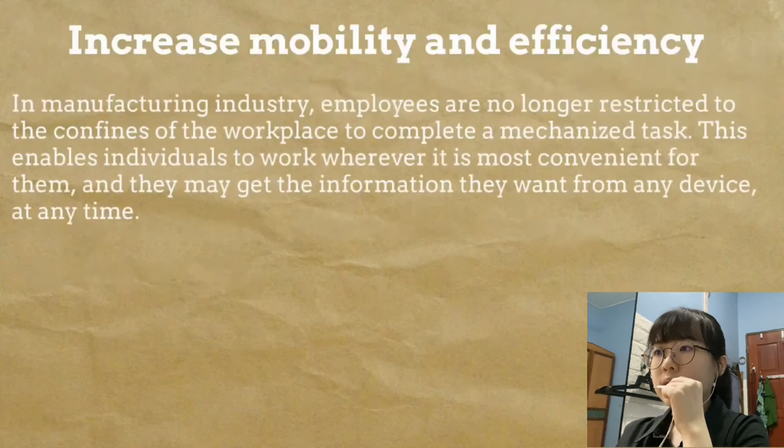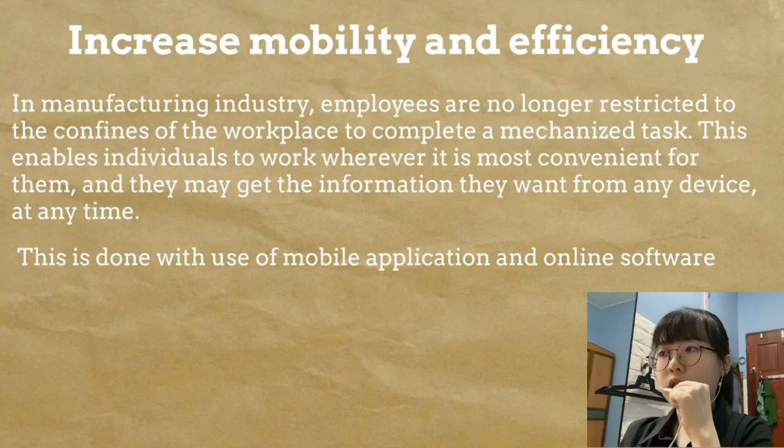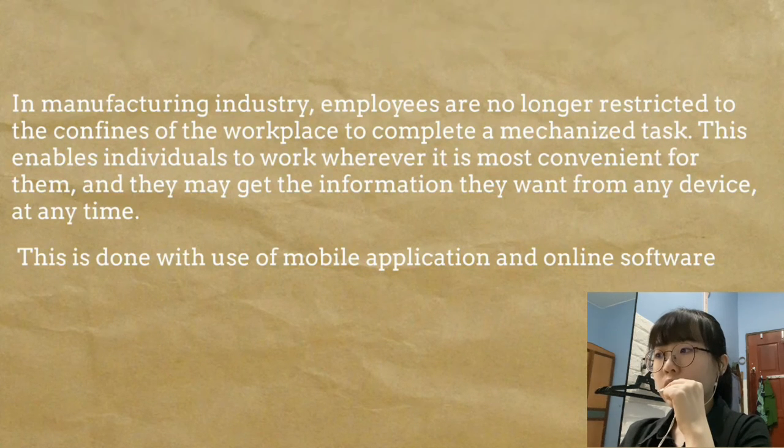The other way is increasing the mobility of efficiency. In the manufacturing industry, employees are no longer restricted to the confines of the workplace to complete a mechanized task. This enables individuals to work wherever is most convenient for them, and they may get the information they want from any device at any time. This is done with the use of mobile applications and online software.